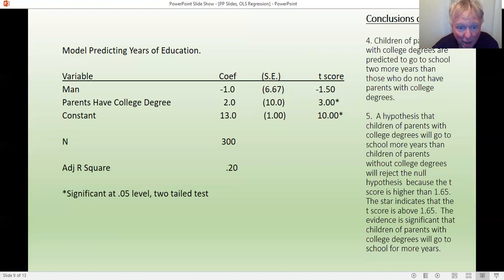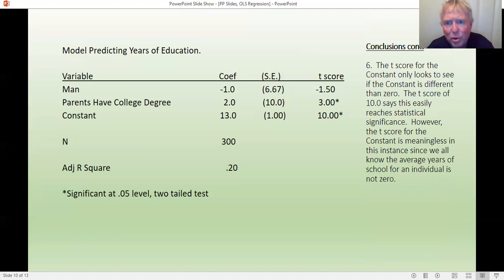It's basically saying my hypothesis is that people who have parents who have college degrees will go to school more years than people who don't. The t-score on this is 3.0. On this directional hypothesis, that 3.0 far surpasses the 1.65 required to reject the null hypothesis. So in this case, we would reject the null hypothesis and say that the evidence does suggest statistically that people who have parents with a college degree will go to school more years than people who have parents without college degrees. The evidence is significant that the children with parents with college degrees will go to more years of school.